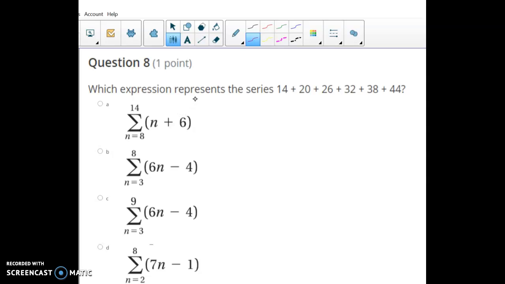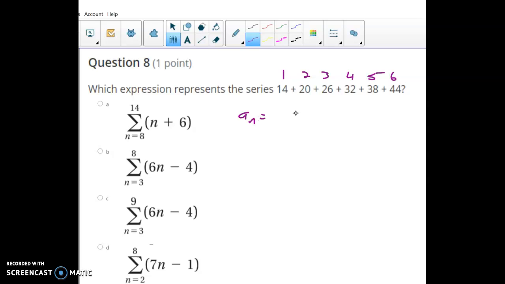All right, this is question number 8 from the summation notation homework. This is definitely a tricky one. I was working on this with a student today in class, and we were like, okay, so what's going on here? So the formula would be, this is an arithmetic pattern going up 6.